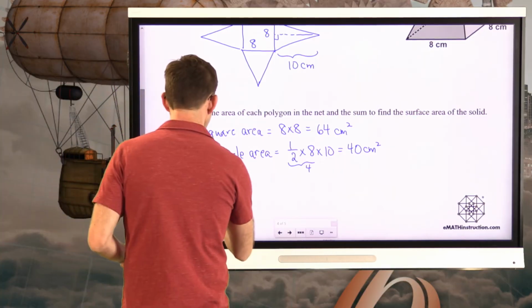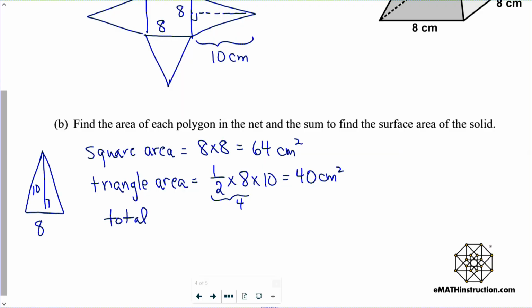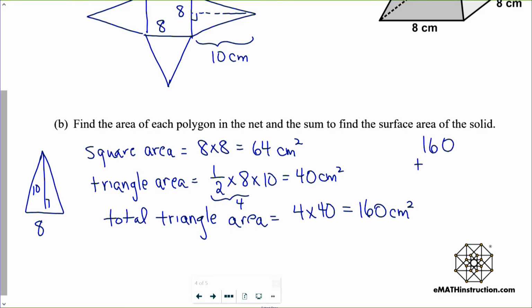So maybe I'll do that. Total triangle area equals 4 times 40, which is 160 square centimeters. So now my surface area will be 160 plus 64, right? And that's going to be 224 square centimeters.